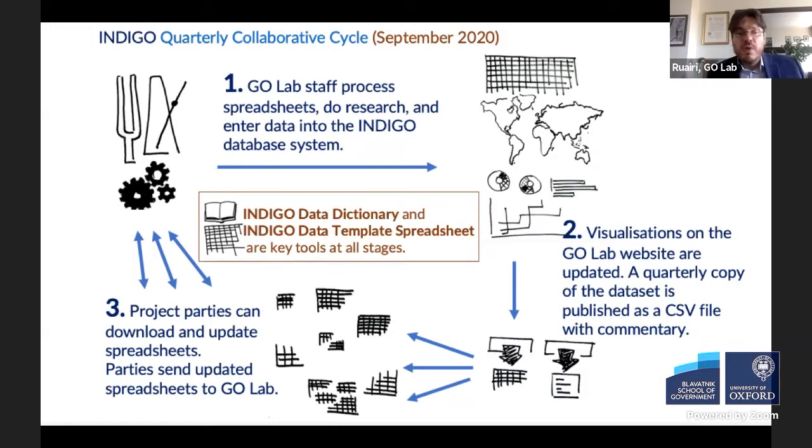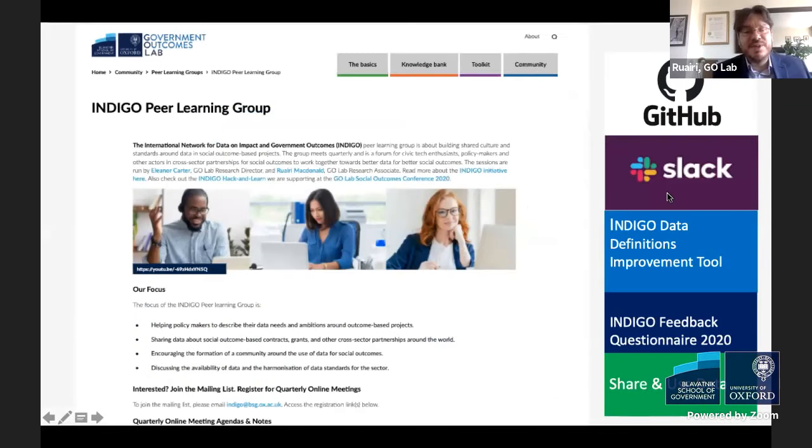On the third step of this cycle, we're asking project parties to download and update their spreadsheets. We're really interested in getting updates on new projects, and updates that may have happened because, on impact bonds, performance is happening and you're meeting performance metrics. We would like that information, and would also like clarifications on any issues that we may have got wrong.